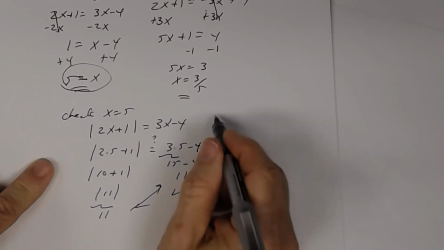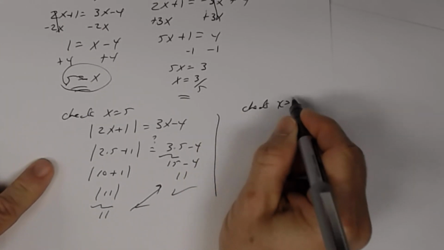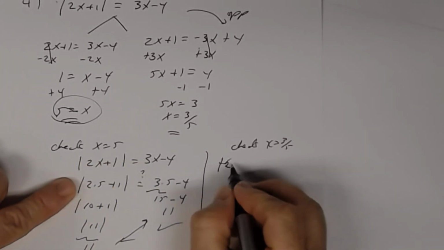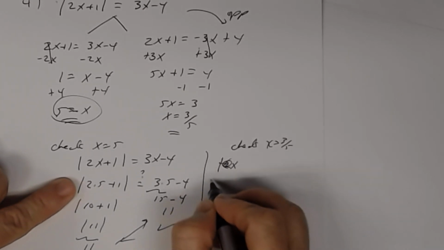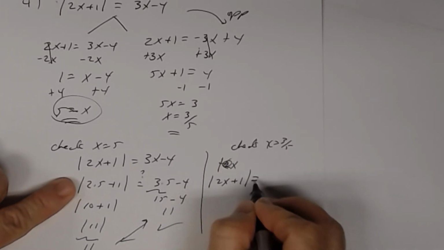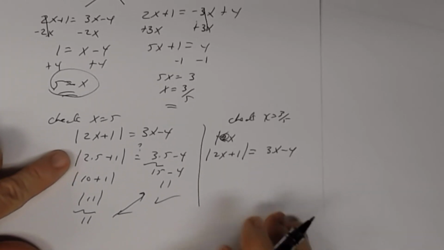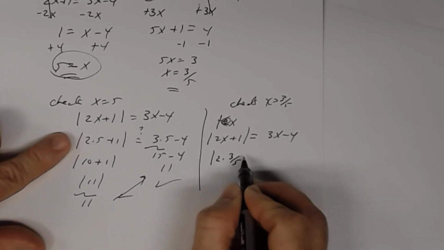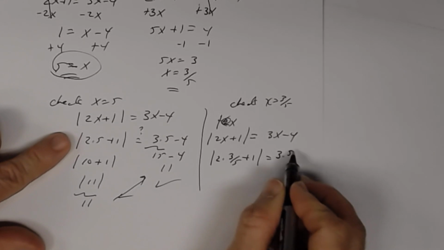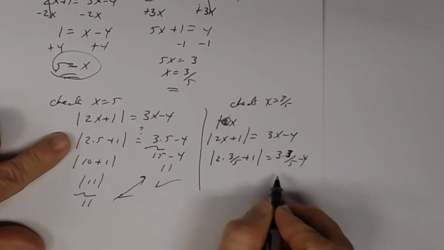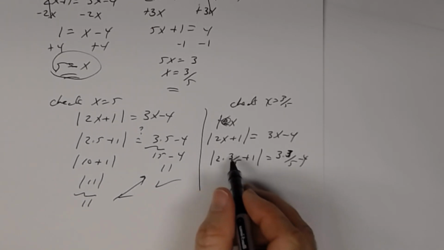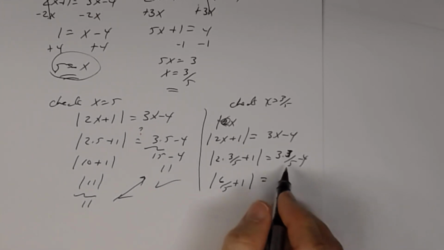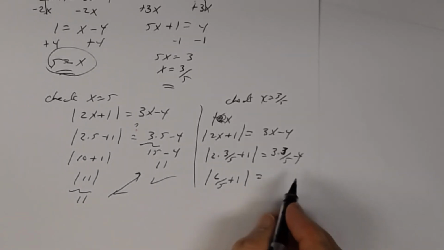Now we go to this one. So you got to check the next one. So check x equal 3/5. All right, so here was the original. So I have the absolute value of 2x plus 1 equal 3x minus 4. So wherever I see the variable x, I'm going to substitute 3/5. So I get the absolute value of 2 times 3/5 plus 1 equal 3 times 3/5 minus 4. 2 times 3/5, 2 times 3 is 6, so that's 6/5 plus 1. And on this side, I get 3 times 3/5 is 9/5 minus 4.